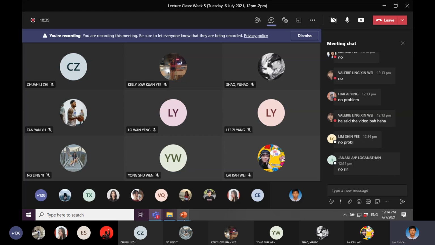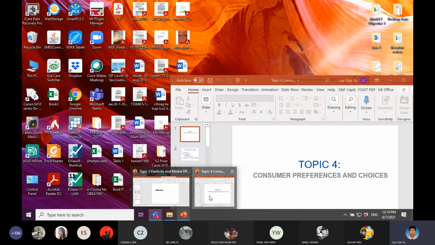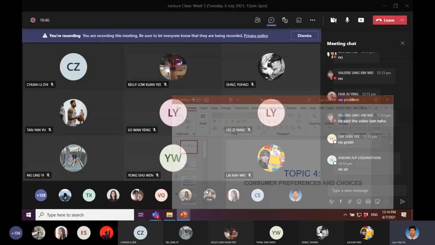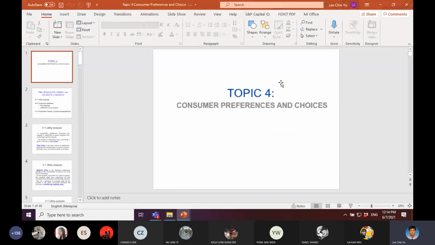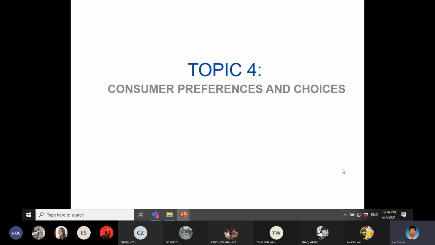So if not, then we go for topic 4. We are done with topic 3. Remember your midterm test. Your midterm test covers topic 1, topic 2, and topic 3. So we have already done topic 3. You can start to do your revision for your midterm test, because our midterm test will be on 24th July, Saturday. So now we go for topic 4.